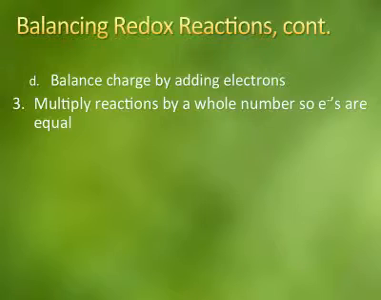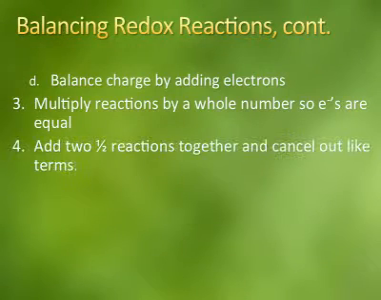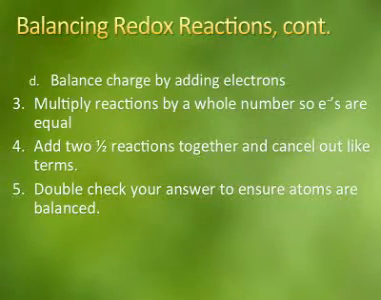Then after you've done all of that and you have gotten your electrons to cancel out, you add the half reactions together, and you cancel out all of your like terms, kind of like we did in the net ionic equations. Then, last but not least, until you get good at this, you need to double check your charges. You need to make sure that everything's balanced, that your oxidation numbers all match up, that you haven't lost any electrons, and so on and so forth. So until we get good at this, double check your work.